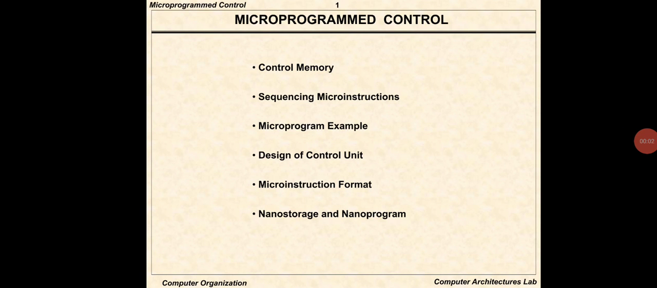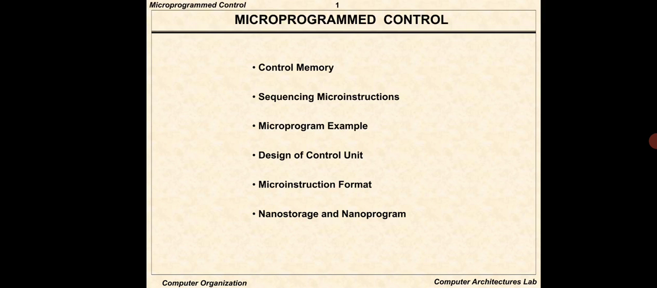Hello students, let us start with our next topic in our COA subject. In the previous class we came across the control unit. The control unit has been classified into two types. One is the hardwired control unit and the second is the microprogrammed control unit.